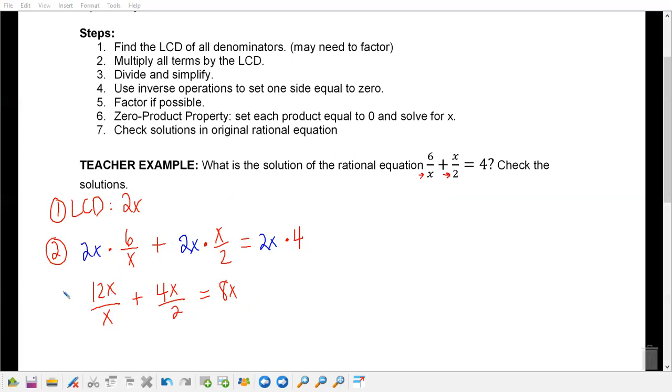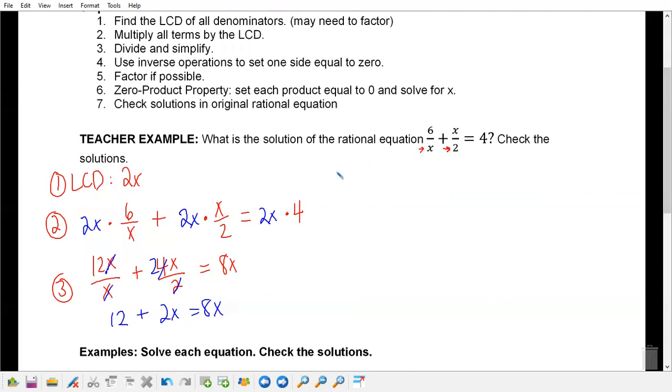Okay? Step three tells me to divide and simplify. So I'm going to divide and simplify. So simplifying, x divided by x is one, so we're just left with 12. Four and two, two leaves us with 2x equals 8x. Okay, step four says to use inverse operations to set one side equal to zero. So in step four, we're gonna use inverse operations to set one side equal to zero. So we have 12 plus 2x equals 8x.